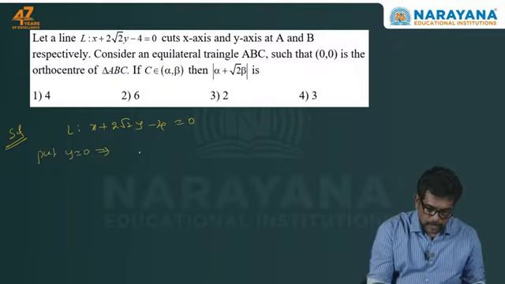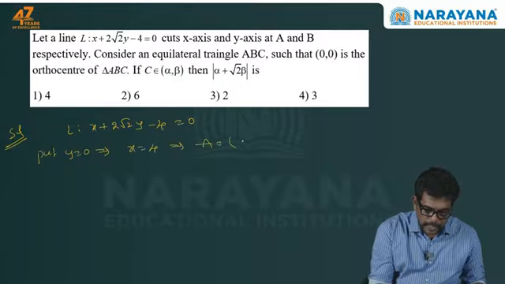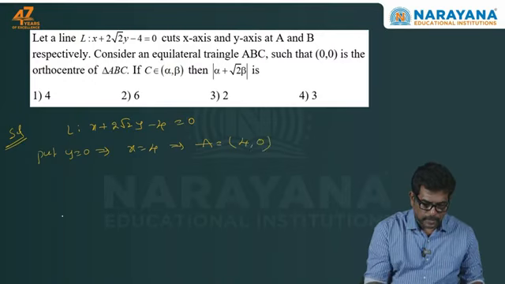Put y is equal to 0. By substituting y is equal to 0, x is equal to 4. That means A coordinates are (4, 0).